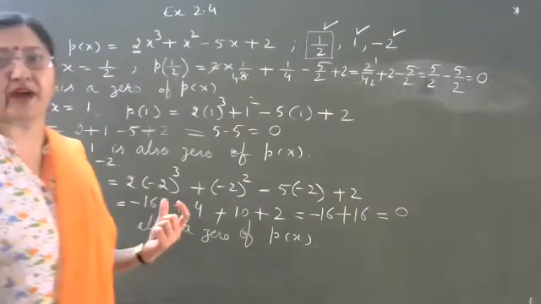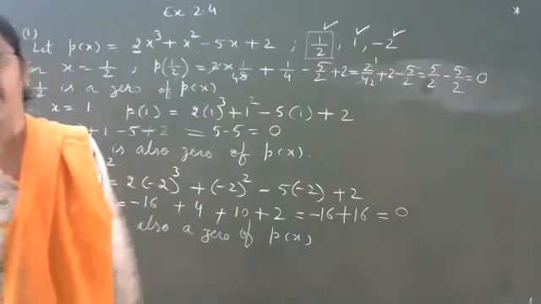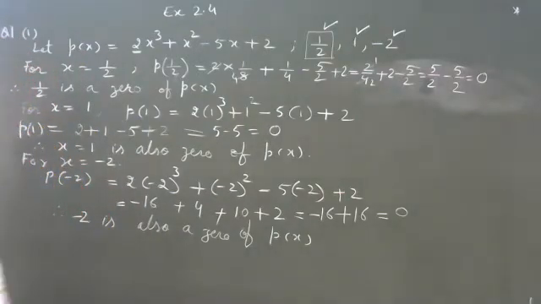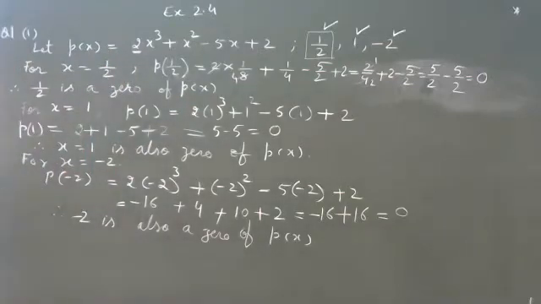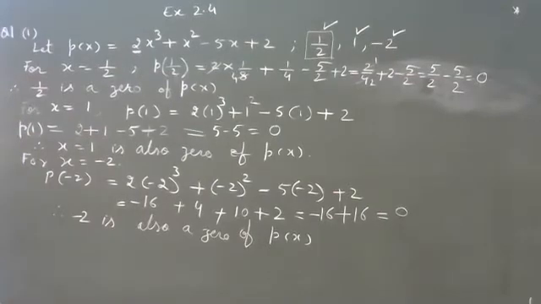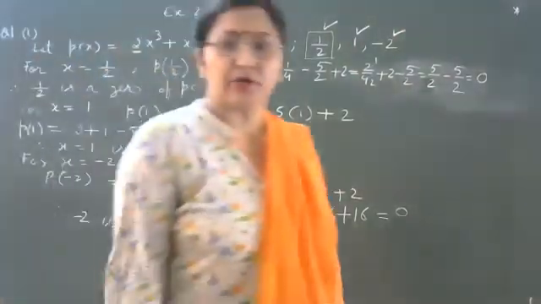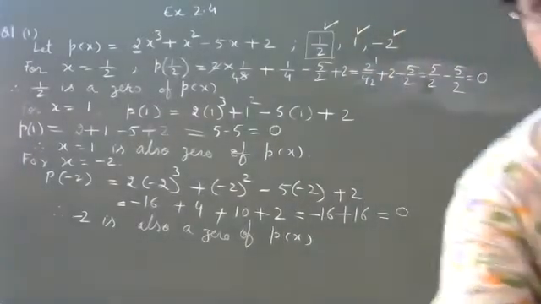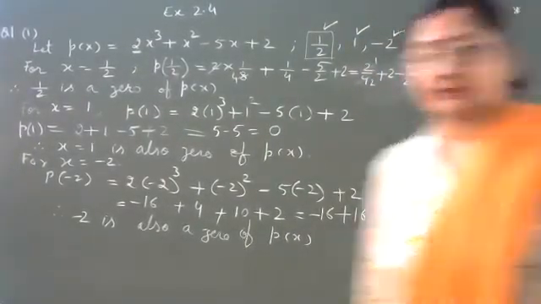Next is we have to find the relation between zeros and coefficients. So for finding the relation between zeros and coefficients, we have to compare this equation with the standard form of a cubic polynomial. So what is the standard form of a cubic polynomial? That is ax cube plus bx square plus cx plus d. Clear? I hope it is clear up to here. If any doubt is there, you can raise the hand so that we can move further. Okay, next.